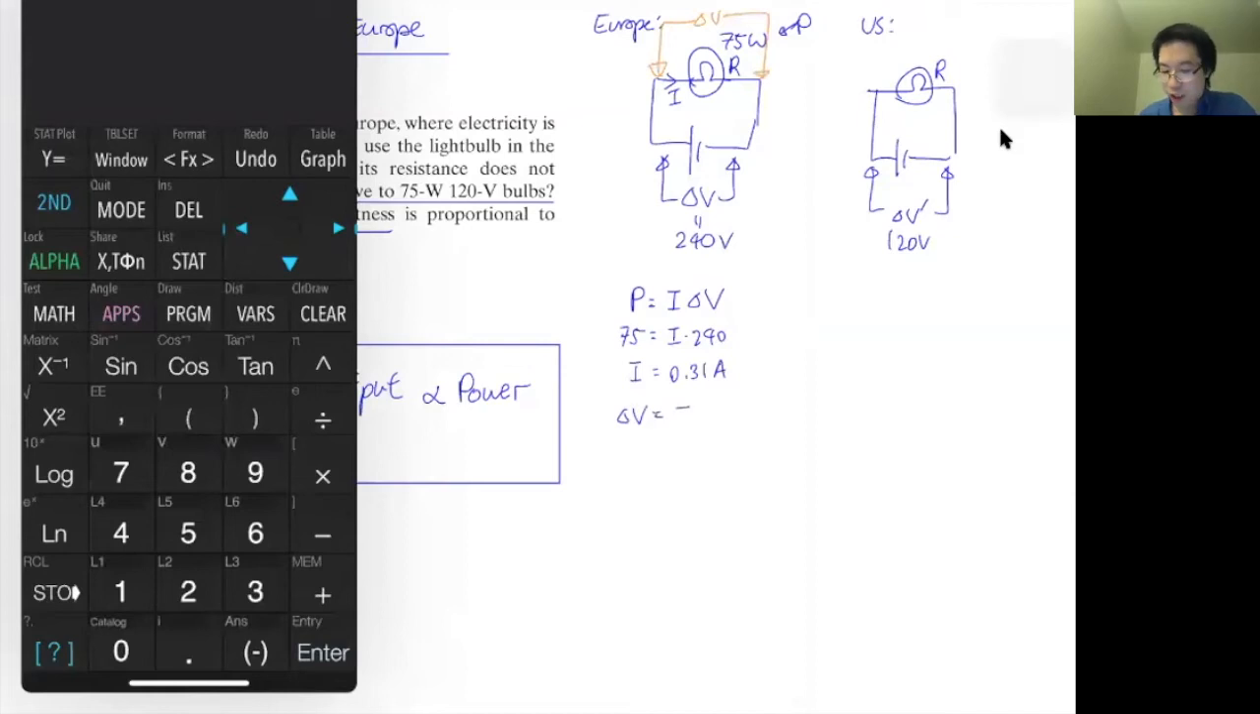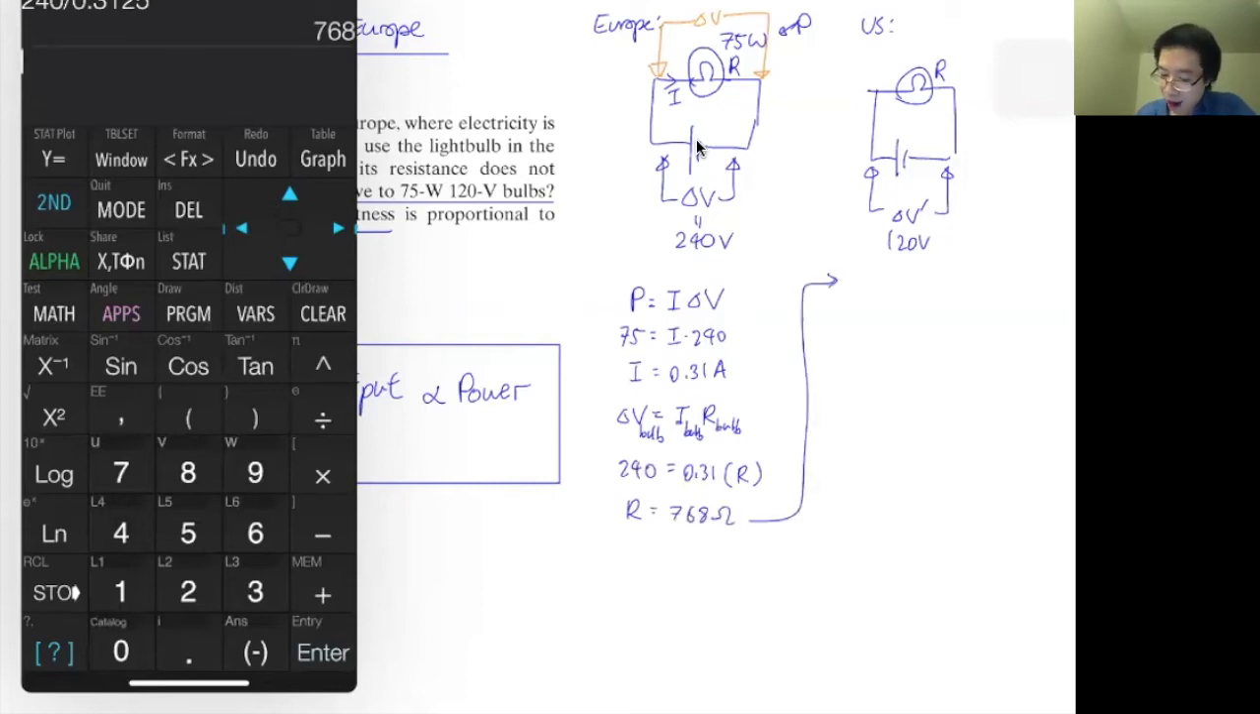If you're just connecting it through one battery like this, then this is also 240, and we just got this is 0.31. So now I can find the resistance of the bulb is 240 divided by this number. So the resistance is 768 ohms. This does not change. Let's see now, with a new potential difference that you plug in, what will the new power be? The aim is to find the new power.